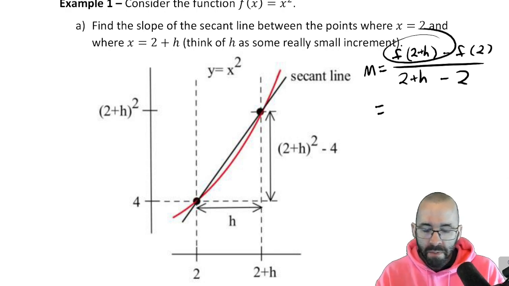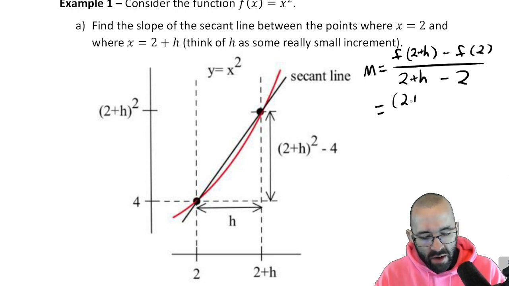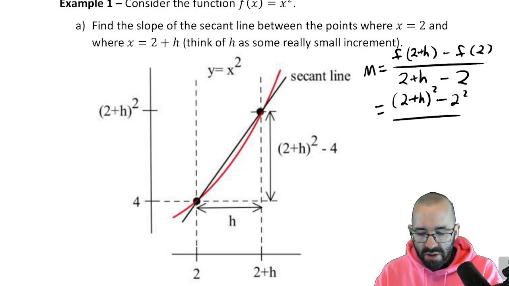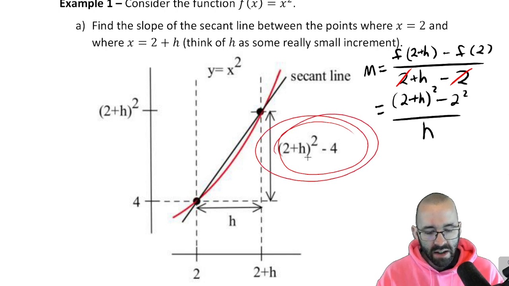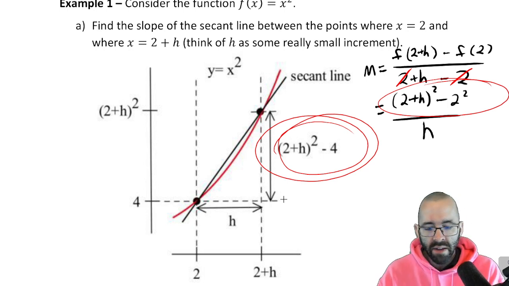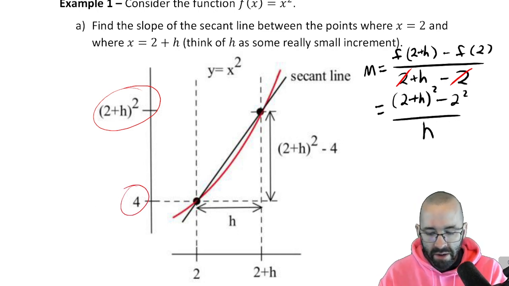What is the function value when we input 2 plus h? The function is a rule, and that rule tells us to square our input. So we're squaring our input, and it looks like this. The denominator is much, much nicer. We have a plus 2 and a minus 2, so the denominator is just h. When we look at this graph, this distance is rise over run. That's our rise. It's the distance between the output of one and the output of the other.